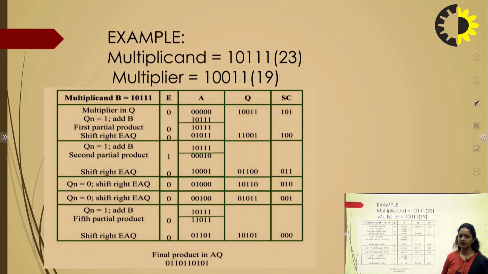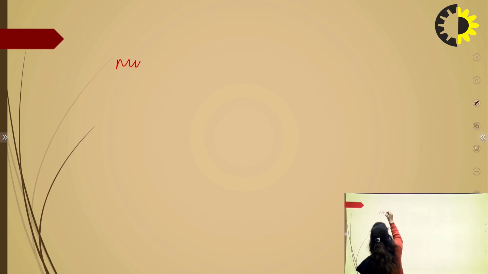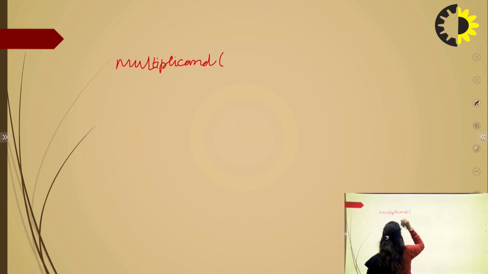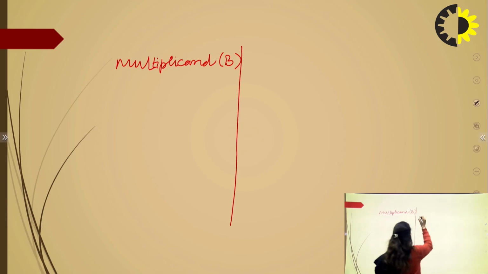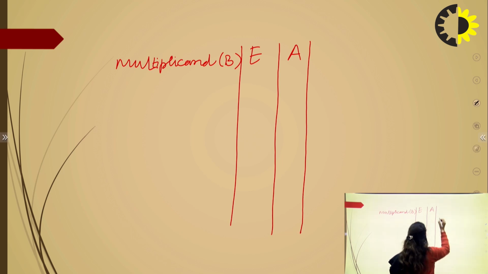We will be doing the same example. So let us consider how to formulate the algorithmic table. Let us start with the values we have to put in our table. The very first value is our multiplicand bits. That is B. Variable B is used to hold the multiplicand. Then we have E, our flip-flop. Then we have A, that is the accumulator bits. Then we have Q, the multiplier bits.